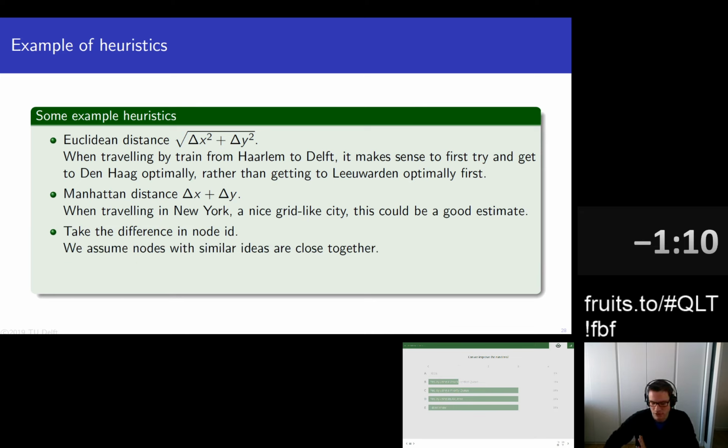This is based on the assumption that nodes with similar IDs, not ideas, but IDs, are close together. Yeah, that might be true, that might not be true. But if that's true, then perhaps this isn't a terrible heuristic. Or, well, okay, I need to take an estimated guess. I have no idea. I'll just say everything is instantly to the target, right? I just put them all to 0. I have no idea. I could replace the 0 with any constant value.